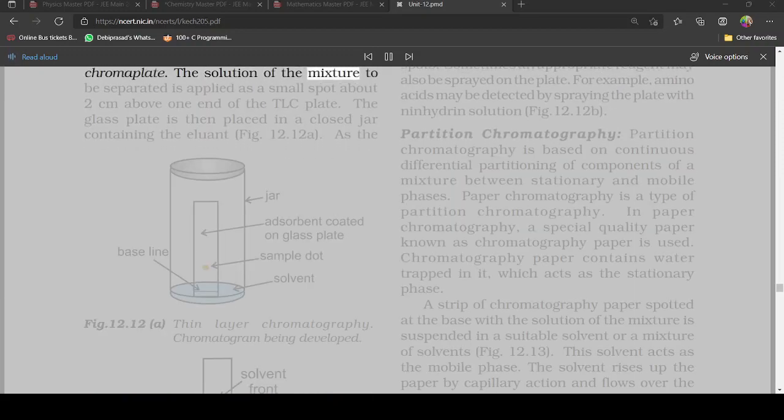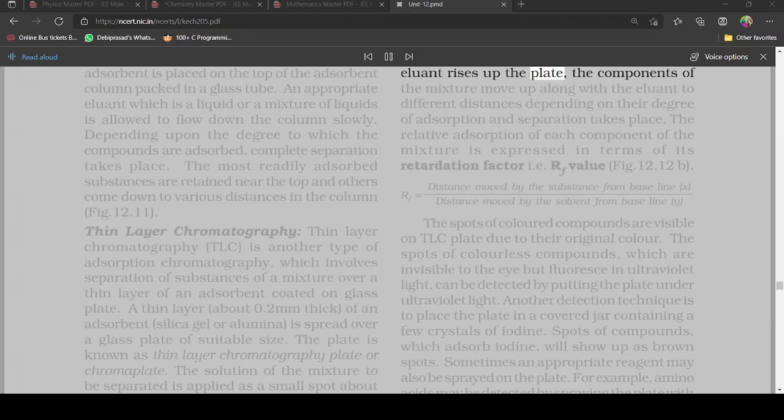The solution of the mixture to be separated is applied as a small spot about 2 cm above one end of the TLC plate. The glass plate is then placed in a closed jar containing the eluent, Fig. 12.12a. As the eluent rises up the plate, the components of the mixture move up along with the eluent to different distances depending on their degree of adsorption, and separation takes place.